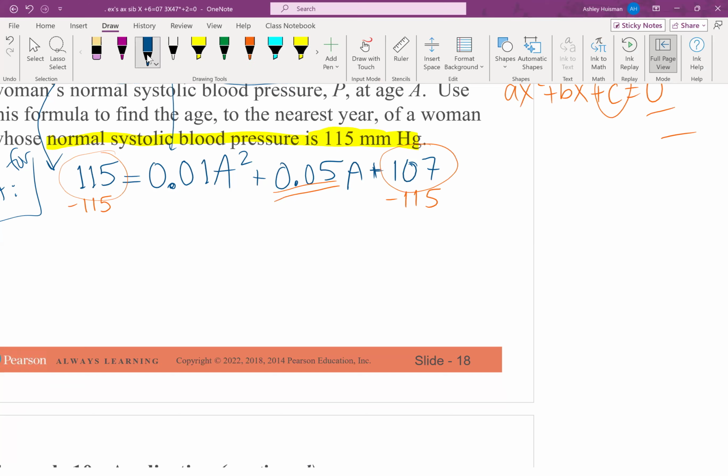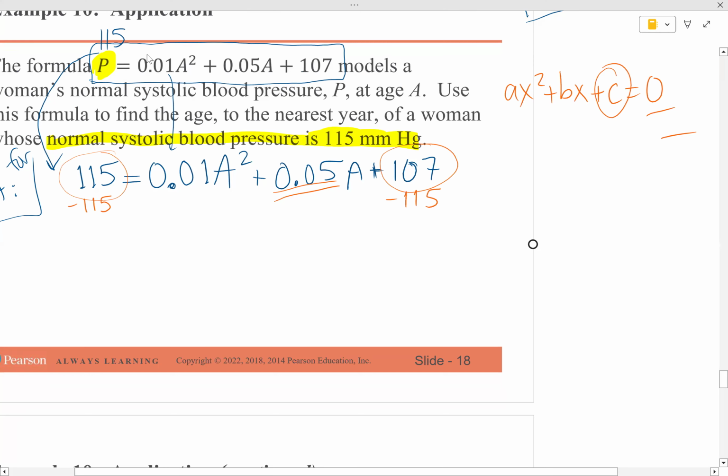Yeah, so that's kind of a subtle thing that maybe wasn't pointed out. Now everybody's on the same side. 0 equals the A squared, and the A term didn't change. They're still the same as they were.